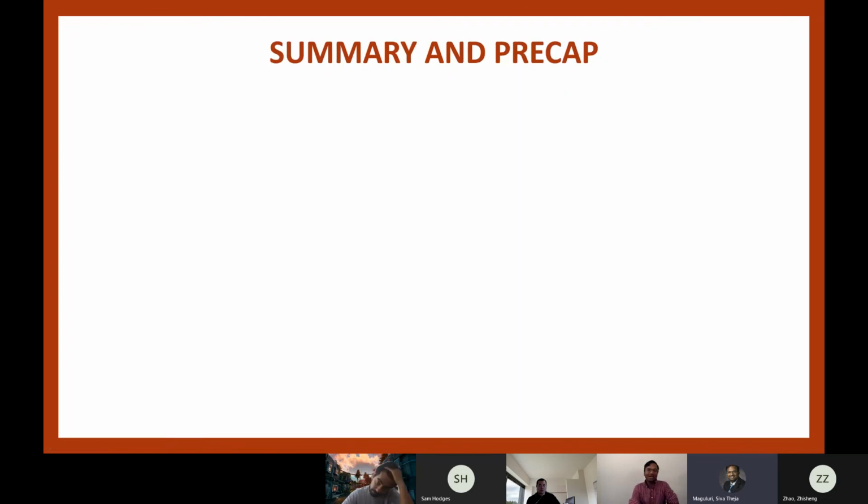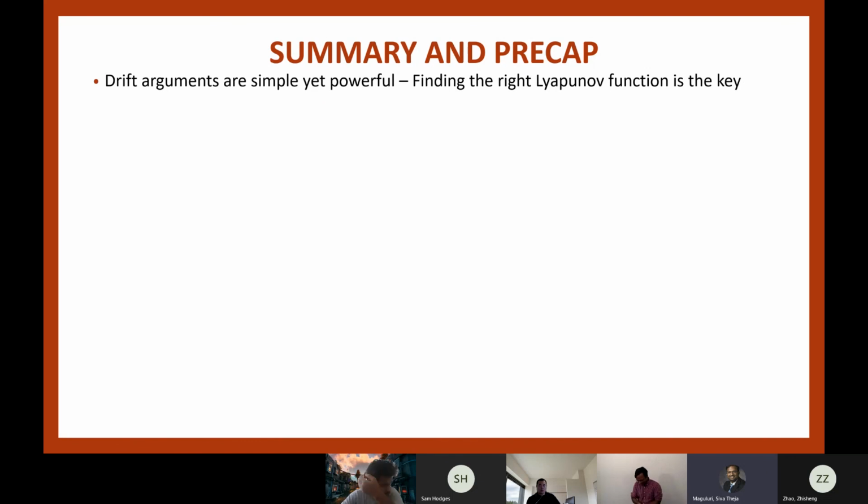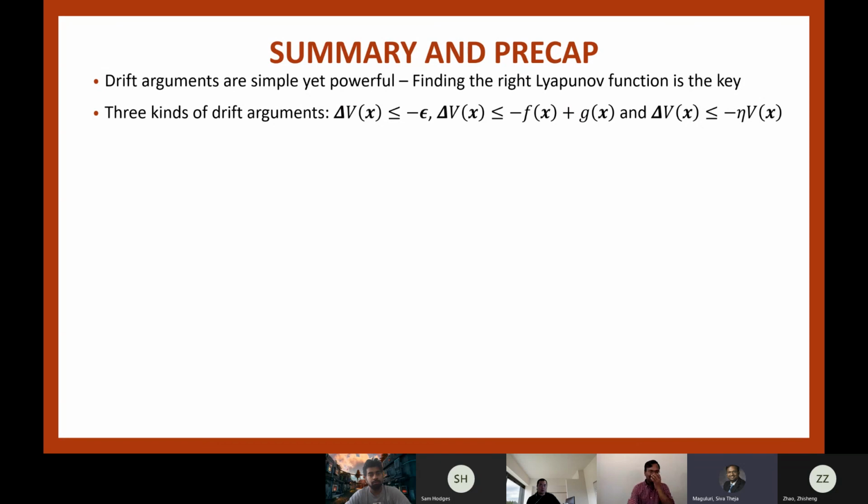So this is the last slide in part 1. To summarize, the main takeaway from this part and from the whole tutorial actually is that drift arguments are very simple, but extremely powerful. One doesn't have to work with heavyweight machinery like process level convergence, ODEs and SDEs, but finding the right Lyapunov function is the key. So far, I only presented very, very simple examples, and here simple quadratic or exponential Lyapunov functions work. The 3 kinds of Lyapunov arguments that we talked about.